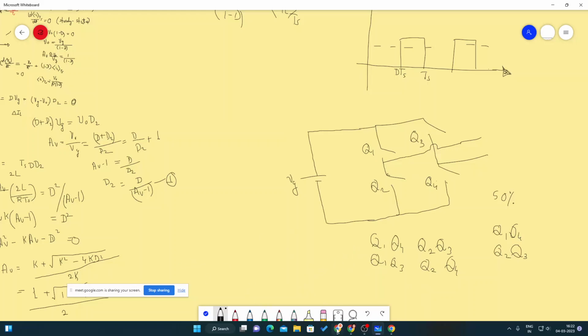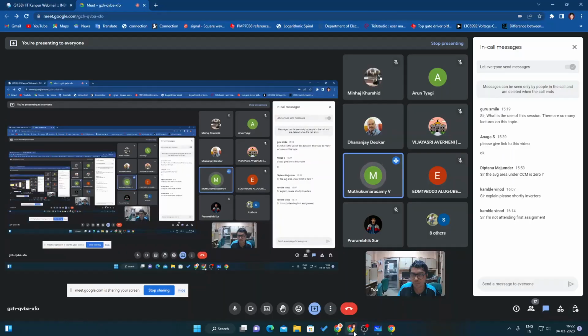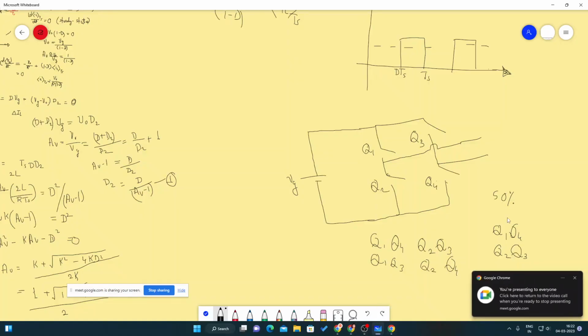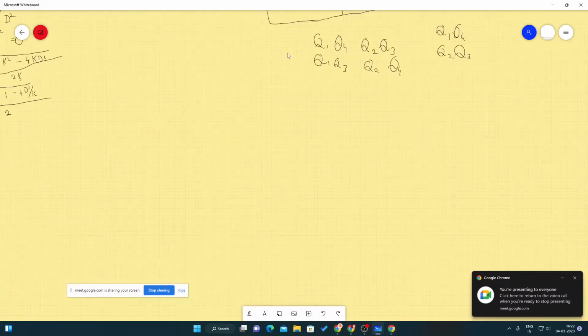pulses. Sir, can we derive that average value equation for a cycle? Sir, actually I feel there is some ambiguity there. Okay, for one cycle let's see. I'm not sure if I can derive it correctly. Let's see.